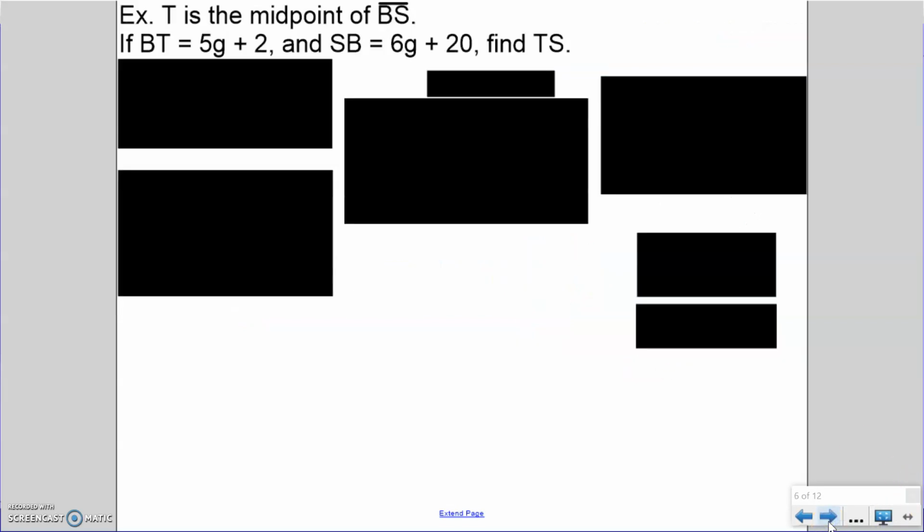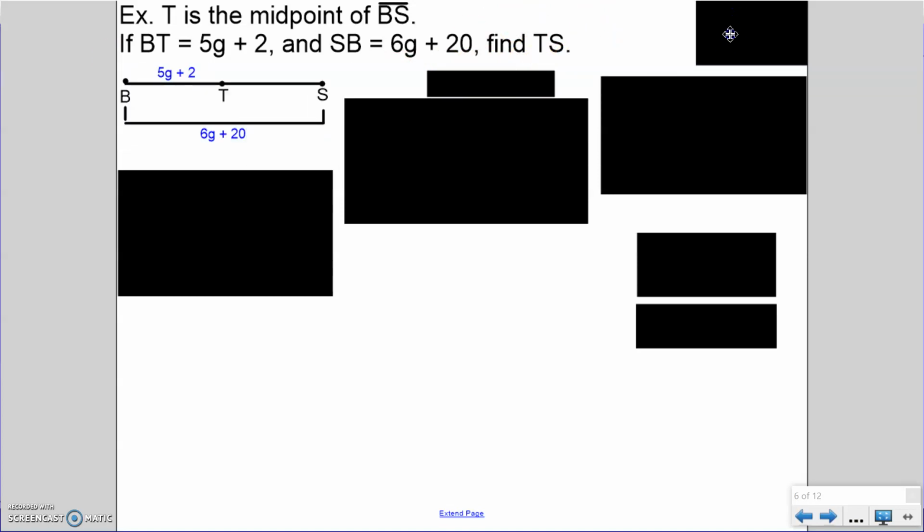Alright, here's another example. T is the midpoint of line segment BS. If BT equals 5G plus 2 and the measure of SB is 6G plus 20, find the measure of TS. So here's a picture. Alright, we know BT is 5G plus 2. We know BS is 6G plus 20.